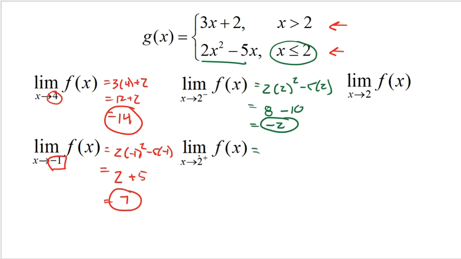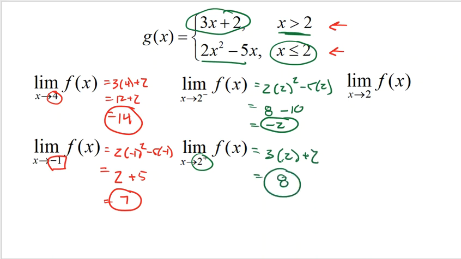All right, now I want to approach 2 from the right. The right is greater than 2, so I'm going to use this top equation for greater than 2. So that's going to be 3 times 2 plus 2. 3 times 2 is 6. 6 plus 2 is 8. And, okay, great. The left side is at -2. The right side is at 8. Well, what does that mean for the overall limit? Does not exist, right? If the two sides aren't coming together, then the limit does not exist. So that's another great example.